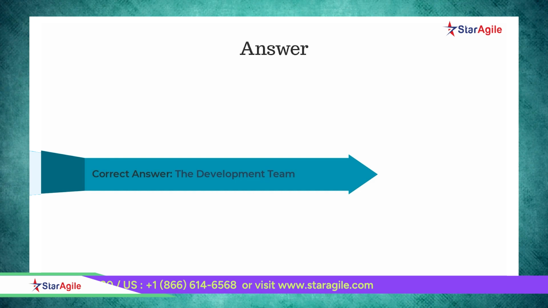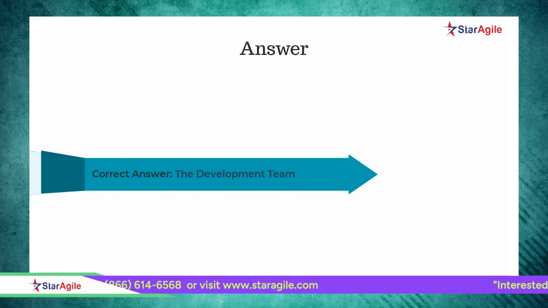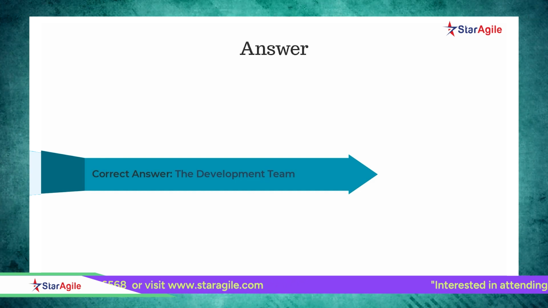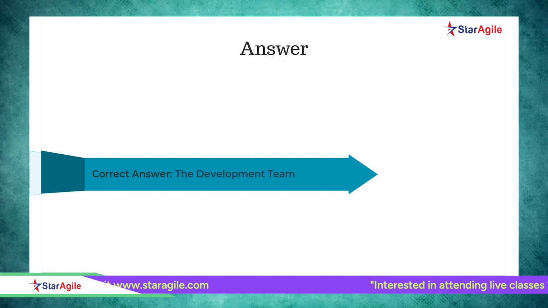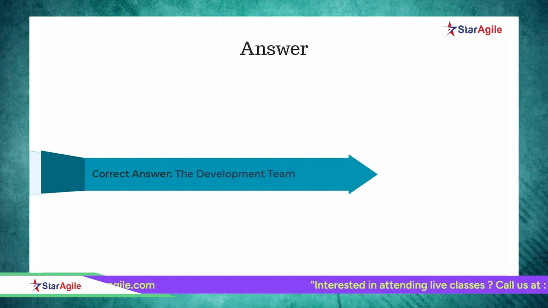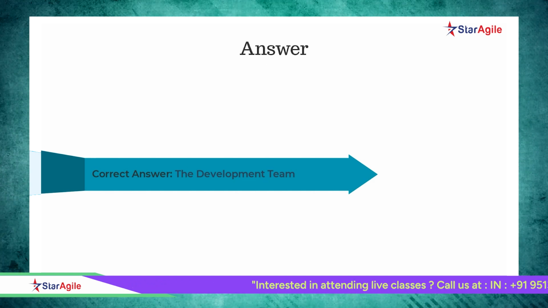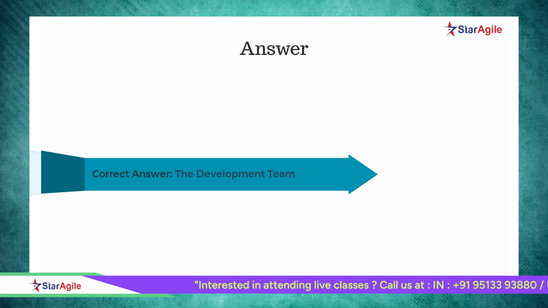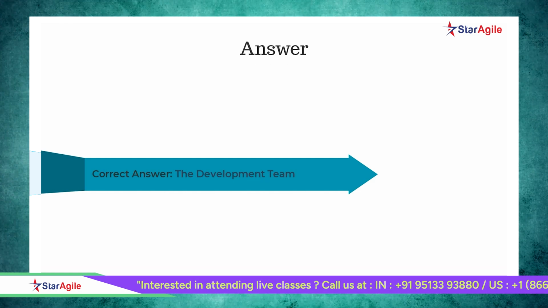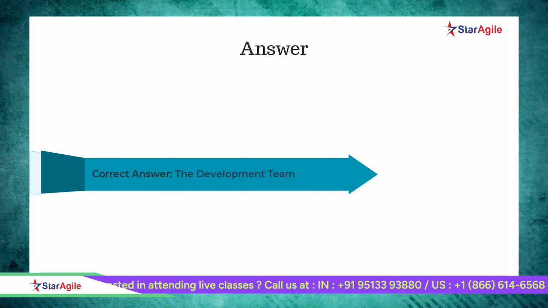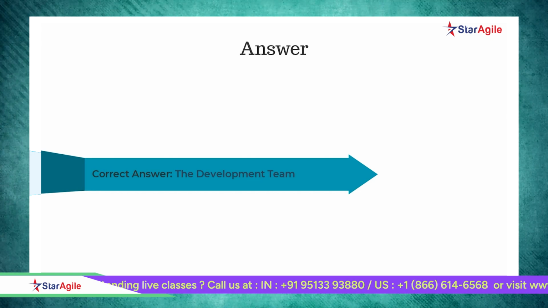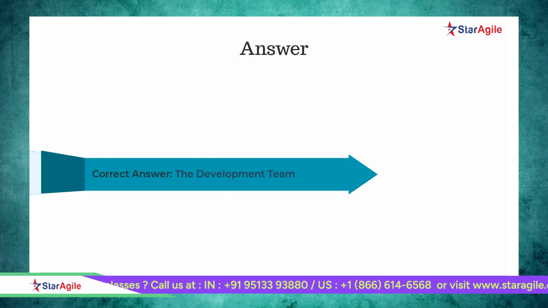The daily Scrum, also known as a daily stand-up, is a short time box meeting held by the development team every day during a sprint. Its purpose is to synchronize activities, discuss progress, and identify any impediments or blockers that may affect the team's ability to achieve the sprint goal.